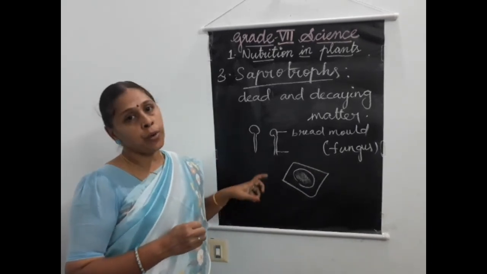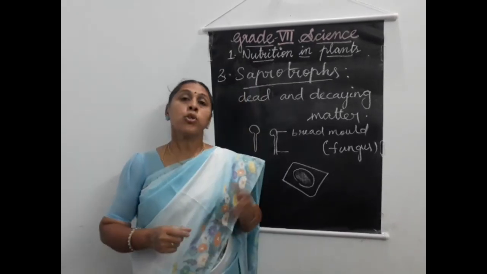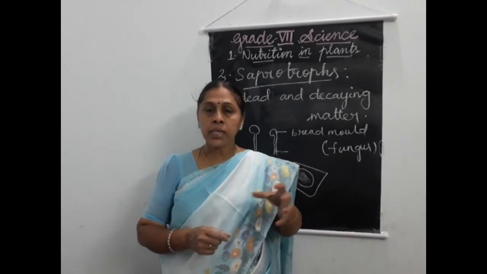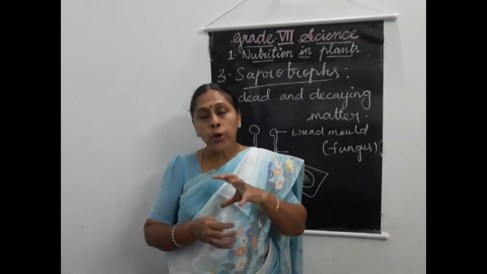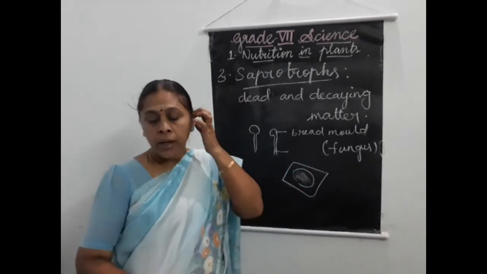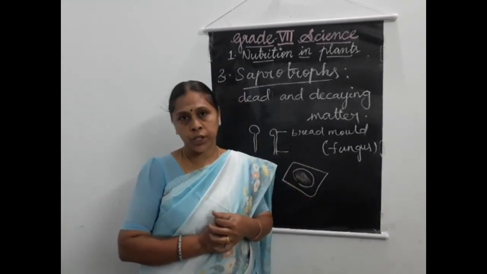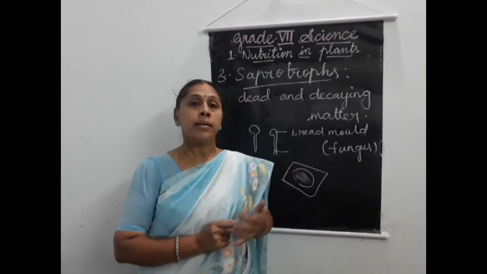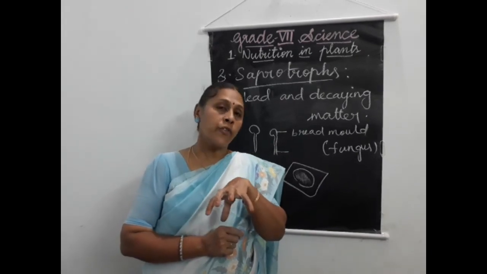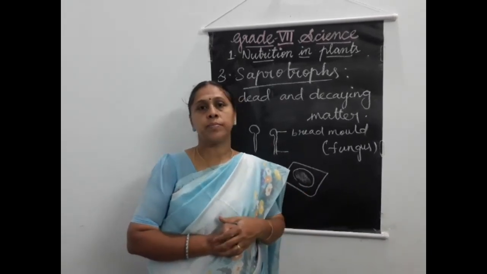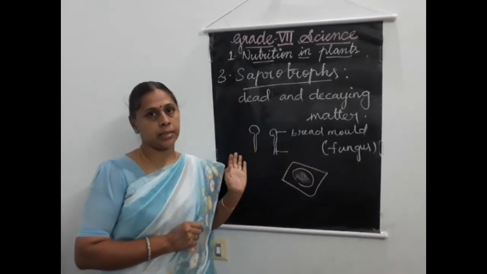This mode of nutrition is called saprotrophic mode of nutrition. This mode of nutrition in which the plants take their nutrients in soluble form from the dead and decayed organisms is called saprotrophic mode of nutrition. And the organisms which have this type of mode of nutrition are called saprotrophs. Okay, example, bread mold, a type of fungus.